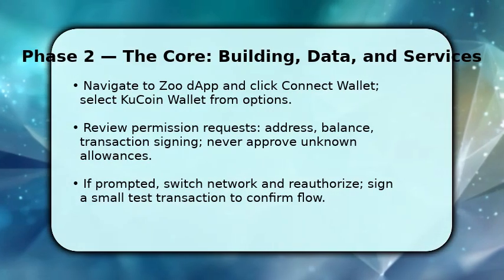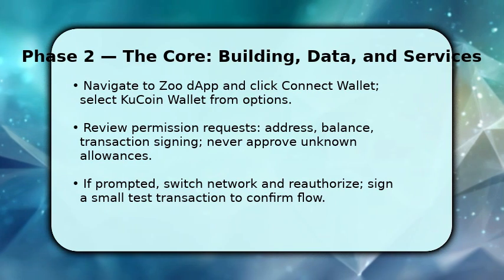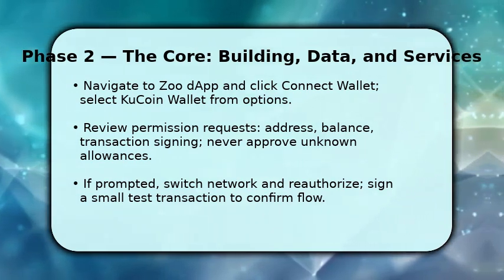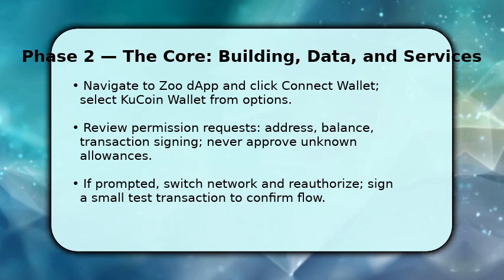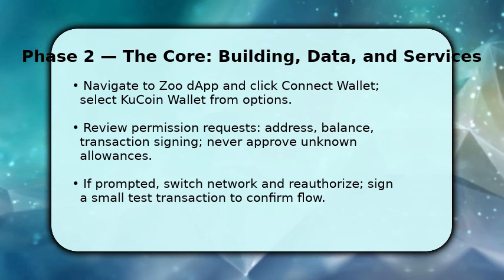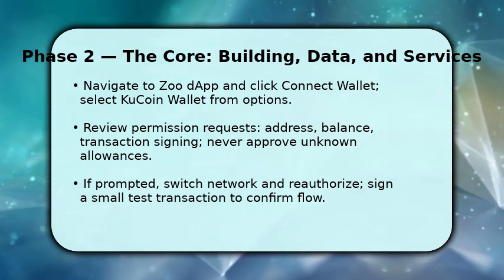Next, go to the Zoo D-app and choose Connect Wallet. Pick KuCoin Wallet when the pop-up appears. You will see permission prompts, review them carefully. Connection, view address, balance, and signing rights. Don't blindly accept token allowances, set minimal approvals, or use custom allowance if offered.